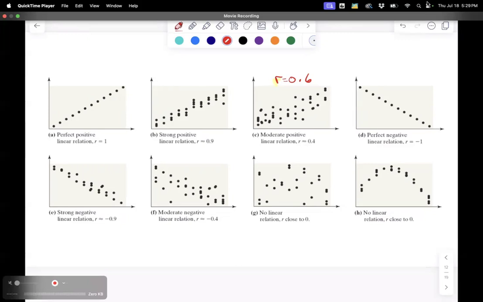Letter D is a perfect negative, so my R value is -1, and E is a strong negative, about -0.9, and F is a moderate negative, about -0.4. I think it's more likely probably -0.55 would be my guess. And then G is really close to 0. It's just really super scattered. And H is a nice parabola, but it is not linear, so there's no linear relation. So G and H both have no linear relation.